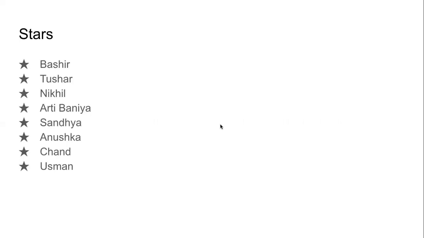So these are the people who sent me some work, whether it is maths or science or some old work. So Bashir, Tushar, Nikhil. So Nikhil is writing consistently now. Aarti Bania, Sandhya, Anushka, Chand, Usman. Good. I'm happy that you are trying and you are writing. I promise you, if you continue this effort, if you continue with the discipline, you will start understanding also.